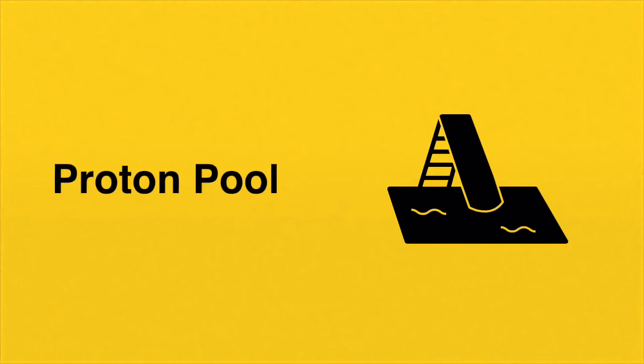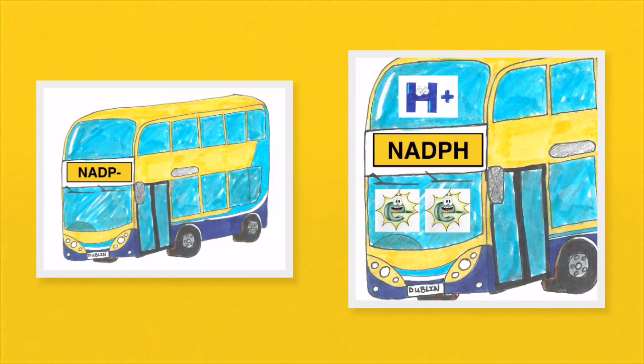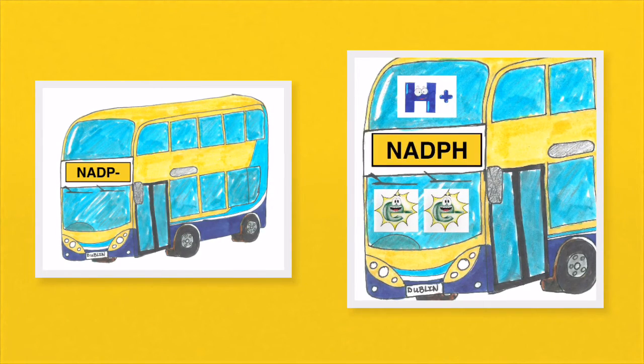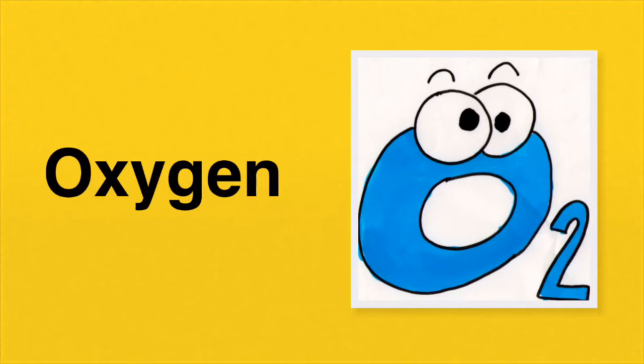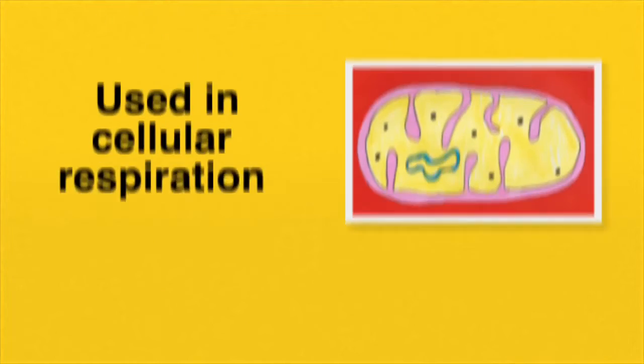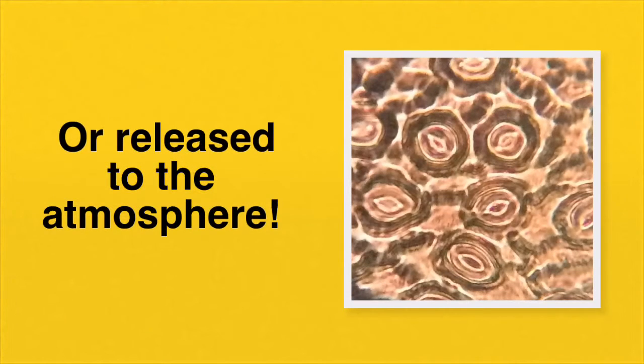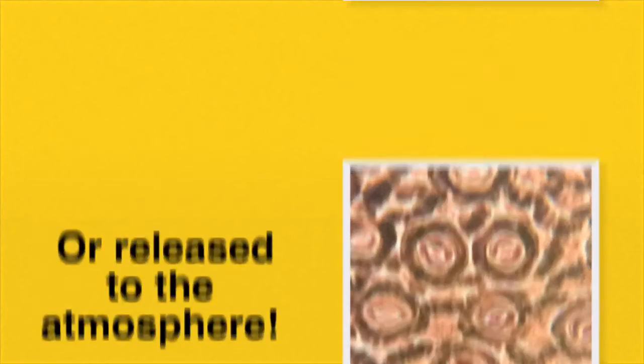These protons or hydrogen ions will go into a proton pool. Eventually those protons are going to be picked up by NADP+ to form NADPH. The final product of photolysis of water is oxygen. That oxygen is going to be used in cellular respiration, or it will be released into the atmosphere and it exits the plant through the stomata.